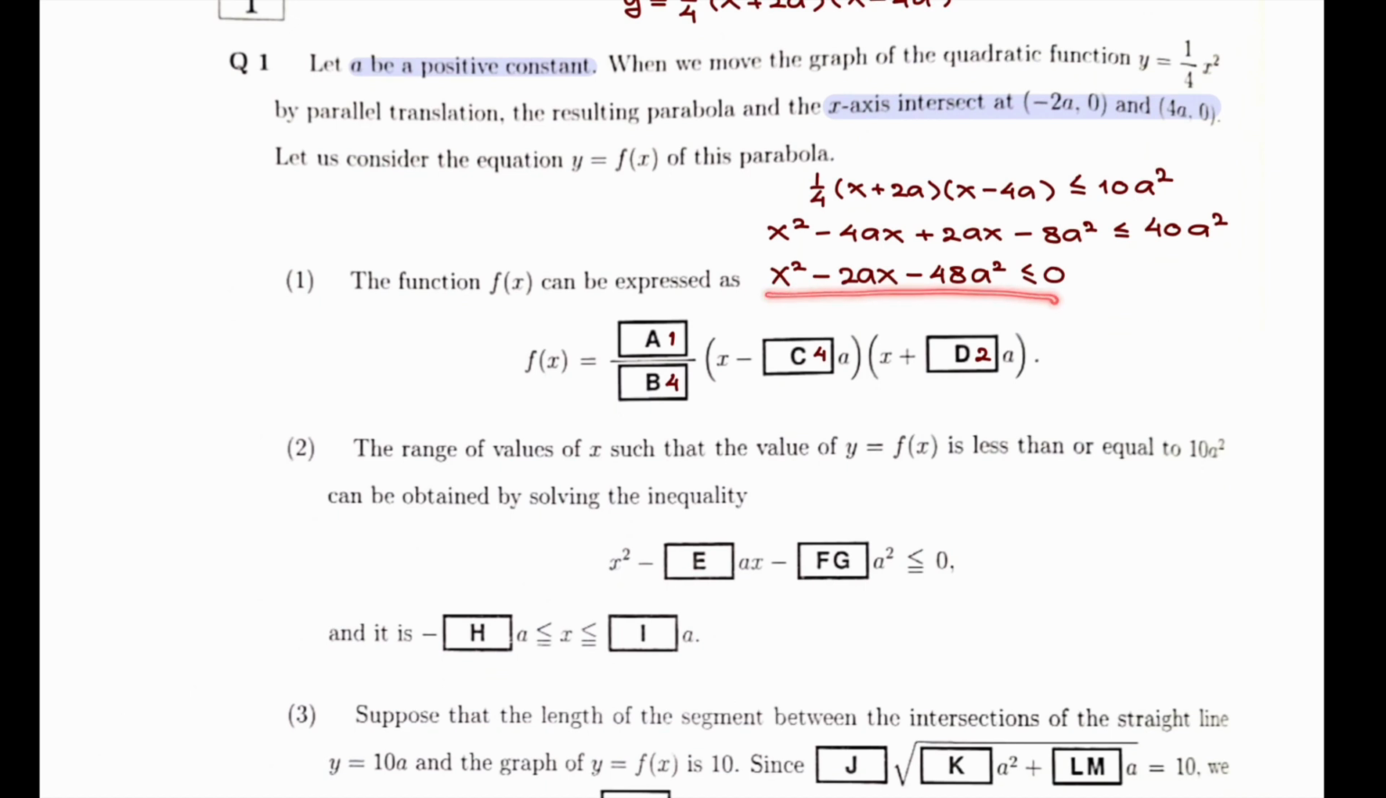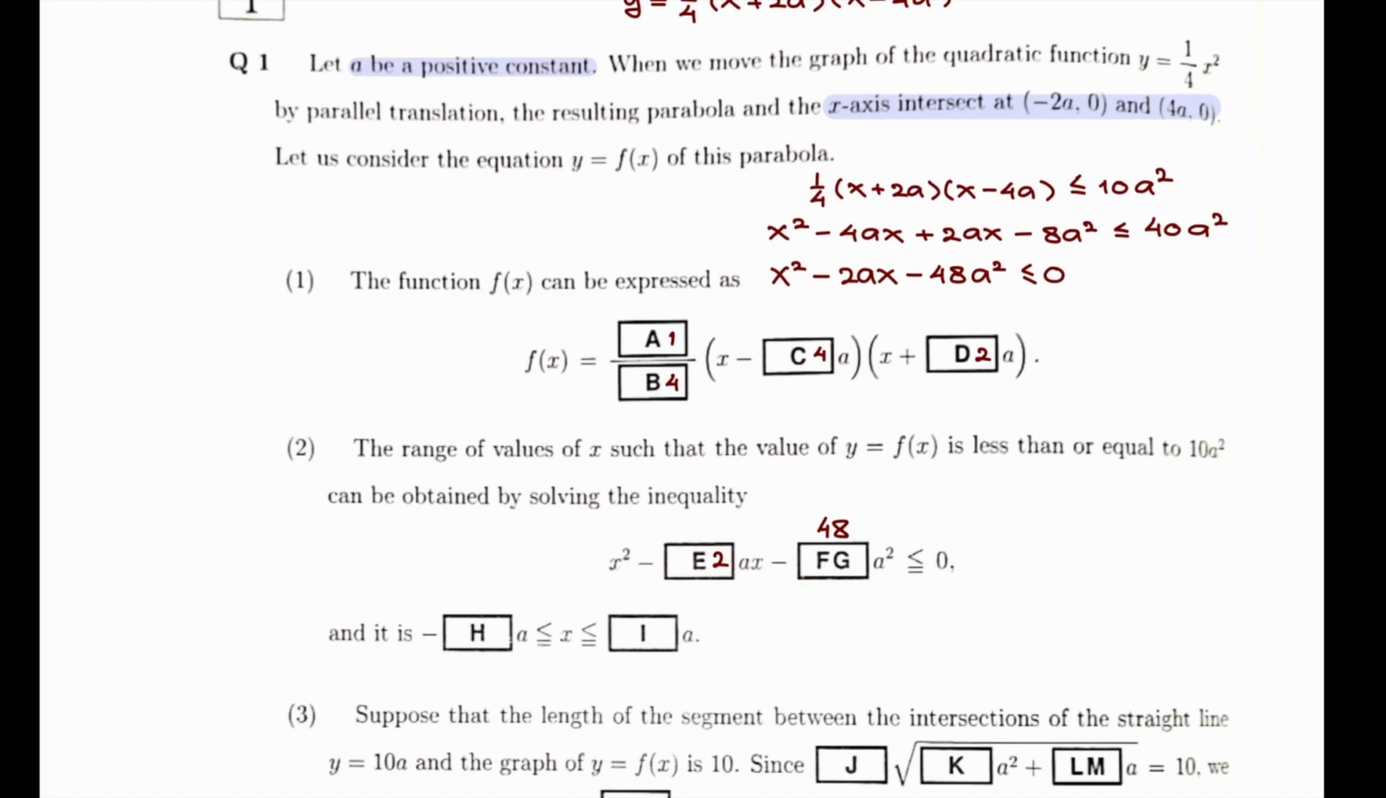That means E is equal to 2, and then F and G are equal to 4 and 8. I already get E, which is 2, and then F and G is 48.